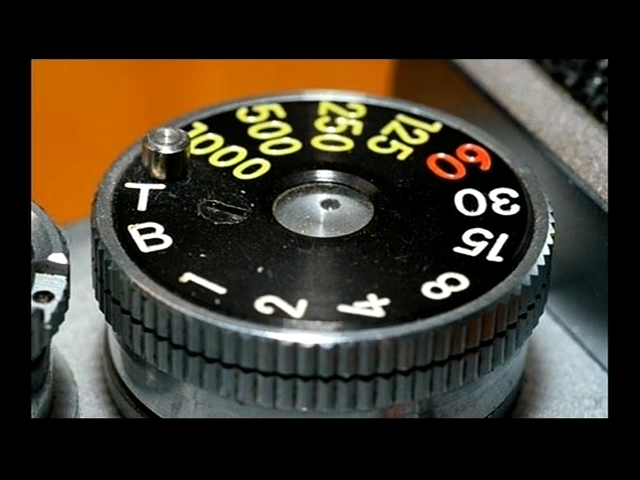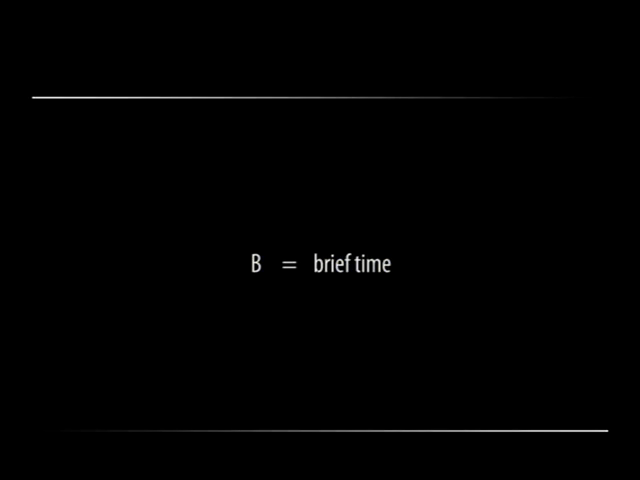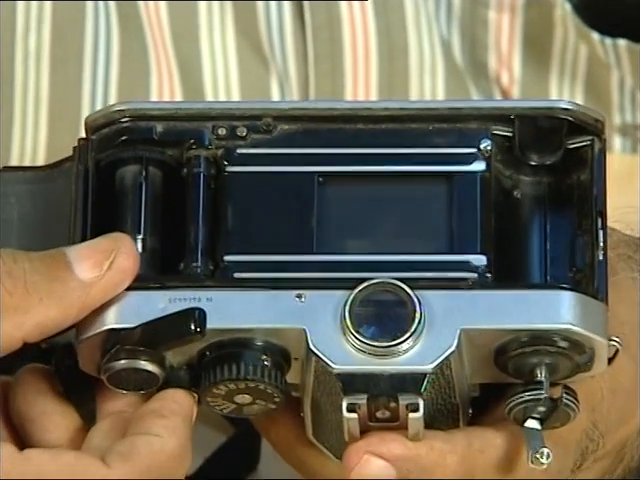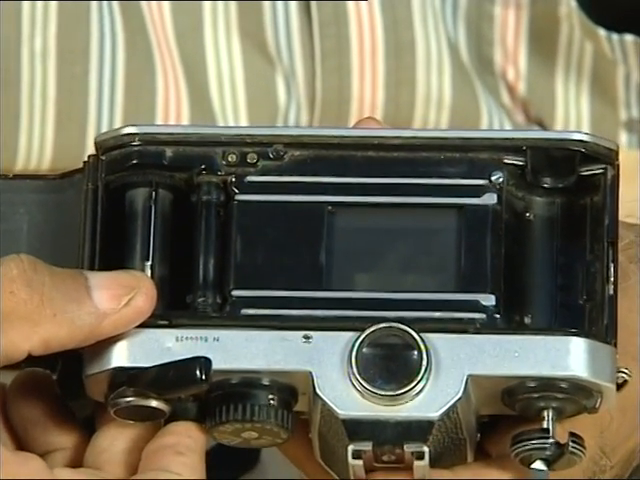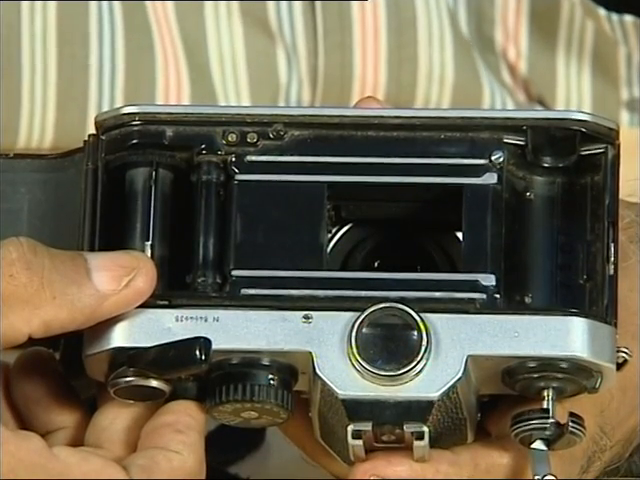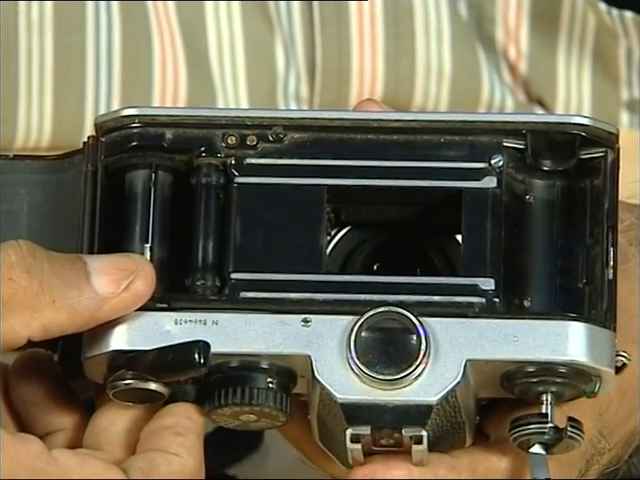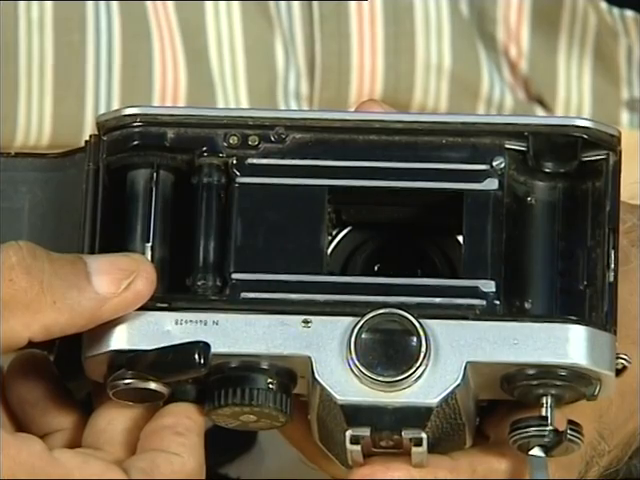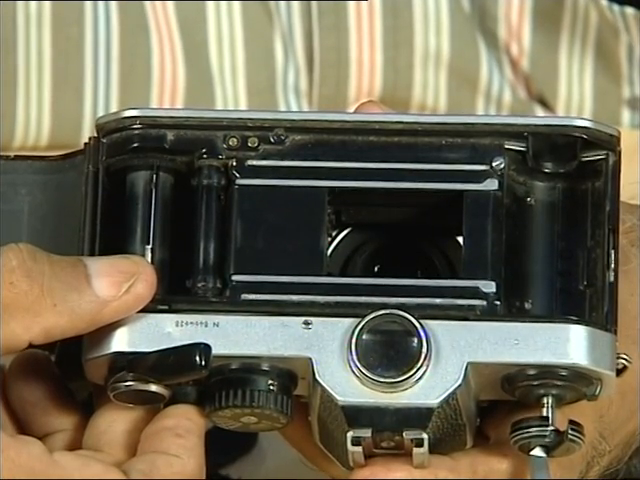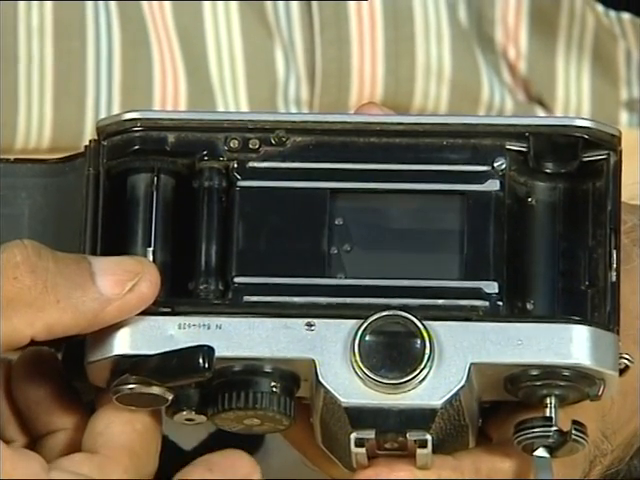Now, other than these numbers, you get two letters, one is T, another is B. The B stands for brief time. So, when you press the shutter release button, until you release, it will remain open, and the moment you leave your hand, it will close. So, it is for a brief time you can keep the shutter open. This is used mostly for giving longer exposures.